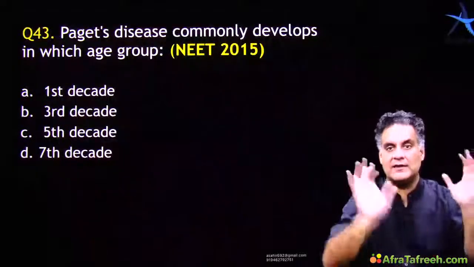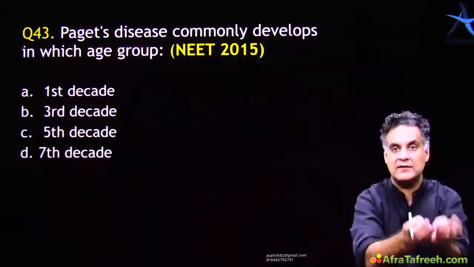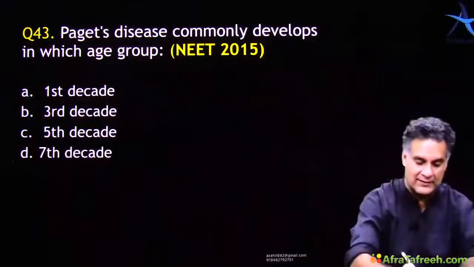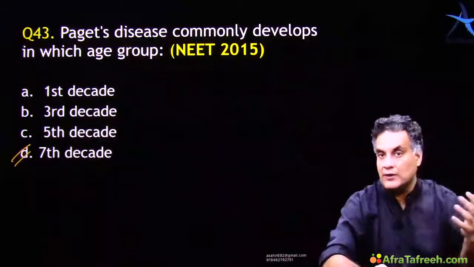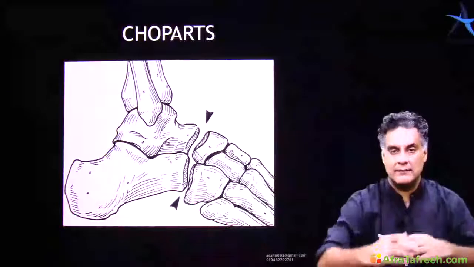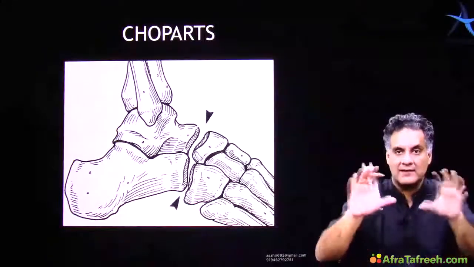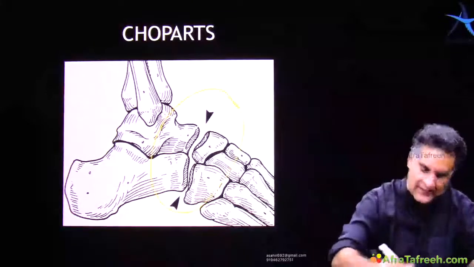Paget's affects what age? It occurs more than 50 years. So if you count on the fingers, it will affect 6 decades onwards. So the answer is 7 decades. This is very commonly wrongly given in your books. Please correct that. Coming to the next phase, Chopart's amputation is an amputation involving the intertarsal area.